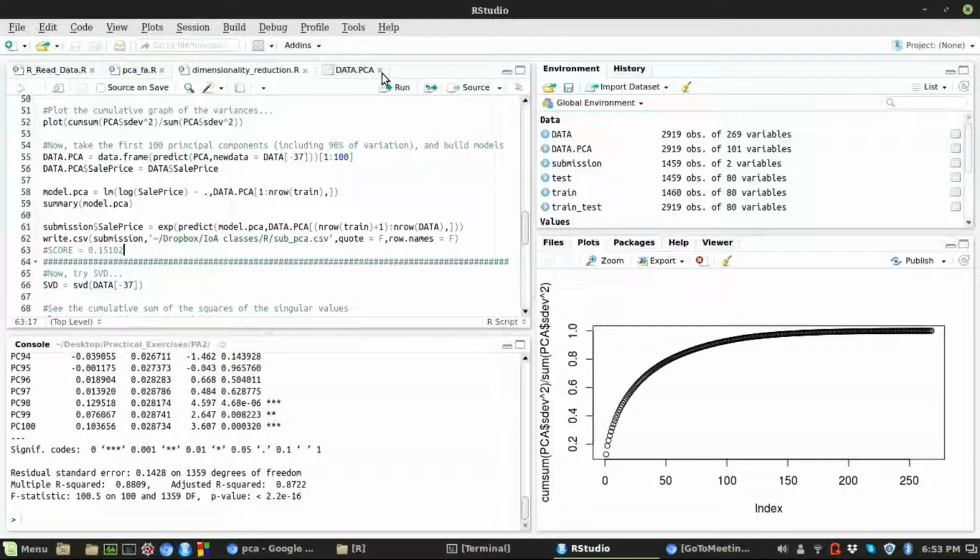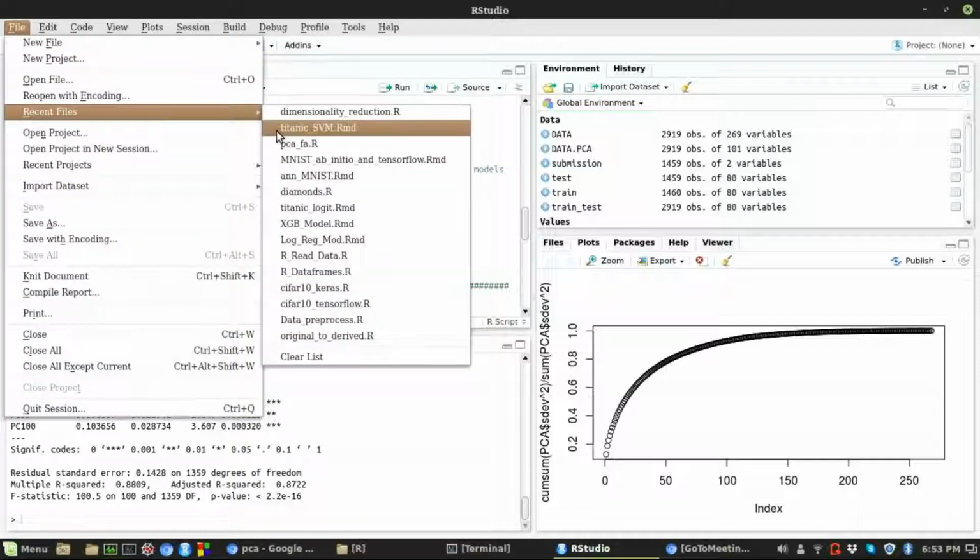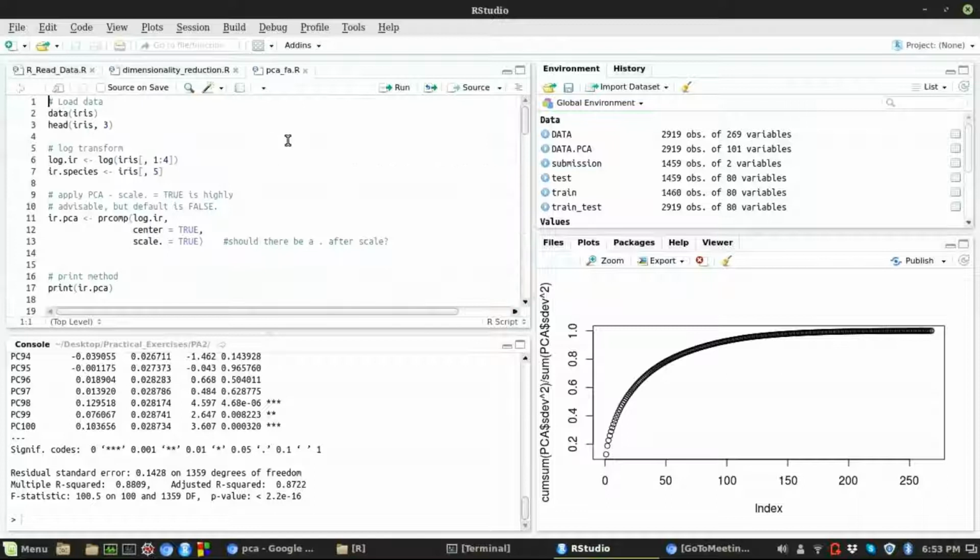So this is PCA. Let's look at PCA on a simpler data set, just so that it may be easier to see it there. I think we have worked on the iris data. Remember the iris data?